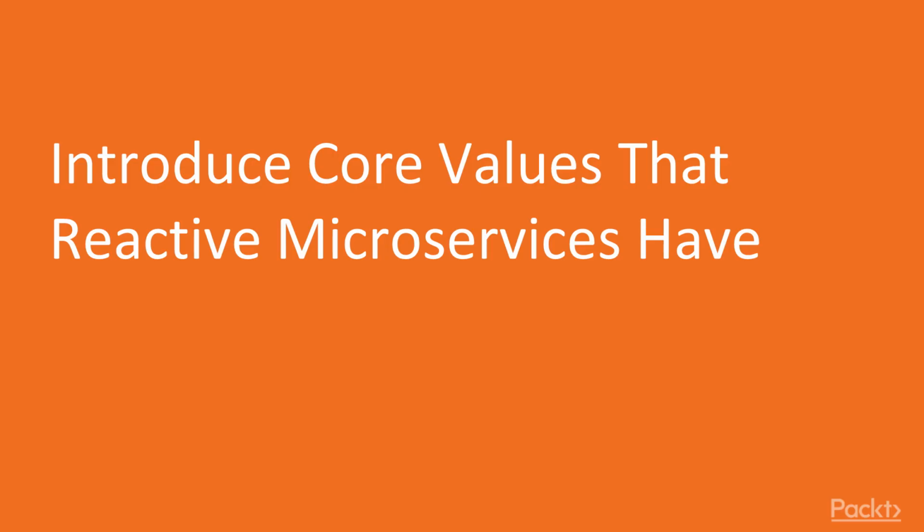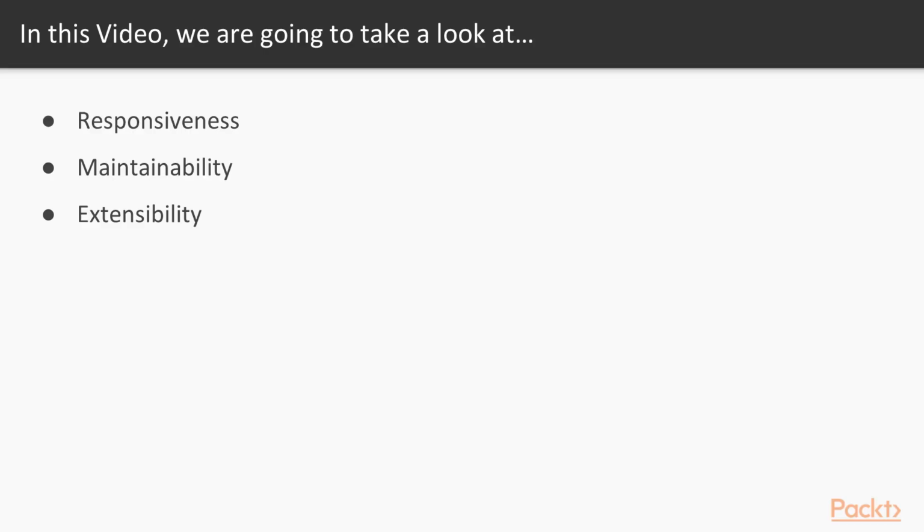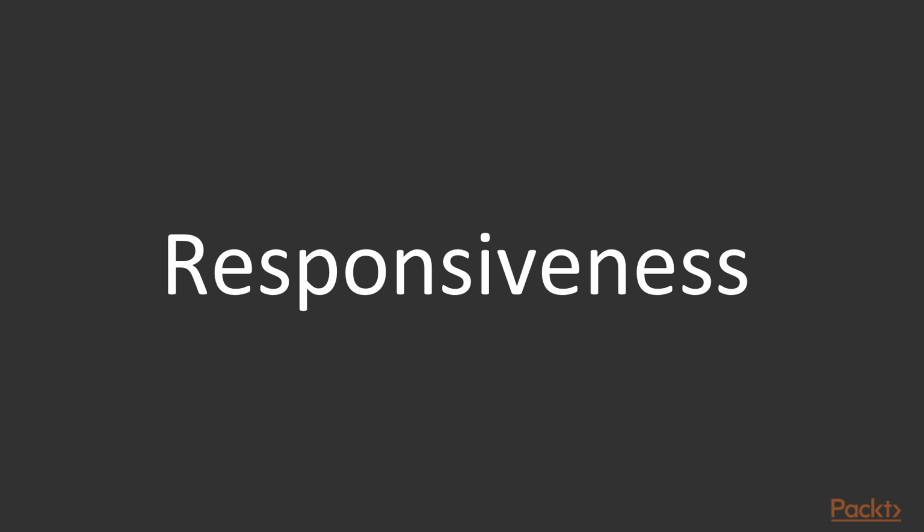Let's introduce the core values of reactive microservices. In this video, we will introduce the core values of reactive microservices, which are responsiveness, maintainability, and extensibility. Responsiveness. A reactive microservice responds in a timely manner, if at all possible. Responsiveness is the cornerstone of usability and utility. But more than that, responsiveness means that problems may be detected quickly and dealt with efficiently.